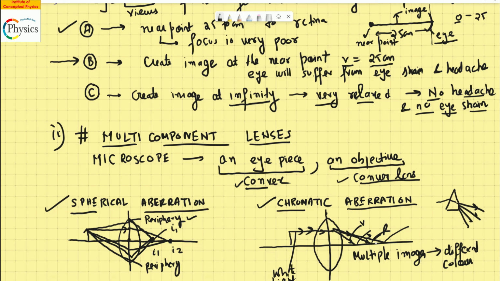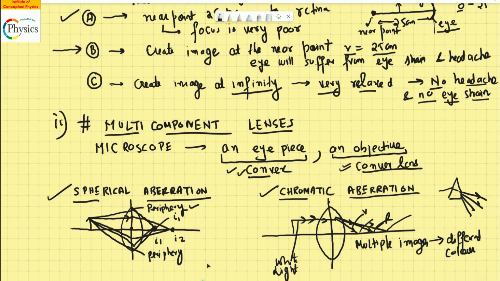So far, students have an impression that a compound microscope has two lenses, convex lens one and convex lens two, with some high focal length and low focal length and so on, and that is all there is to a compound microscope. It is not true. A compound microscope was not useful. The scientists found that it had two problems. The first is spherical aberration. The second is chromatic aberration.